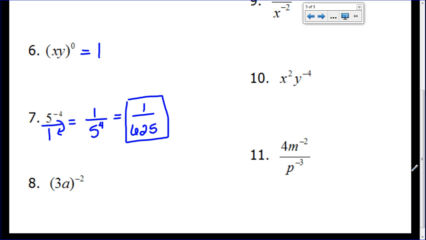So number 8, we have 3a all to the negative 2 power, which means I've got to rewrite it. So again, I've got this 1 here, so I've got to make it cross the line to change the sign, and the whole thing is to a negative power. So the whole thing, 3a, has to be squared in the denominator, and it becomes positive. And we'll discuss tomorrow how to simplify this kind of a problem, but for now you're going to leave it like that.